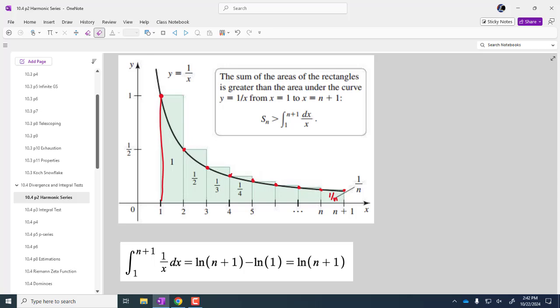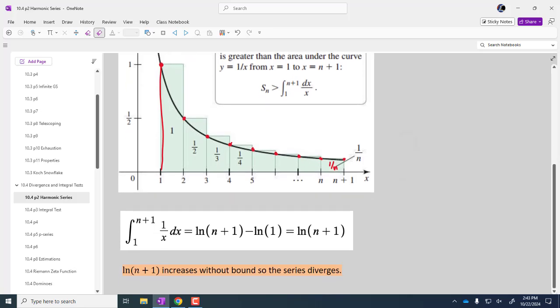These rectangles have more area than the area beneath the curve. The partial sum is the sum of these green rectangles. That's more than if we integrate from 1 to n plus 1. That would be a left Riemann sum, whatever you did in Calc 1. We're using the left endpoint right there. For the integral, we're integrating from 1 to n plus 1. Everybody see that the partial sum is bigger than that integral?